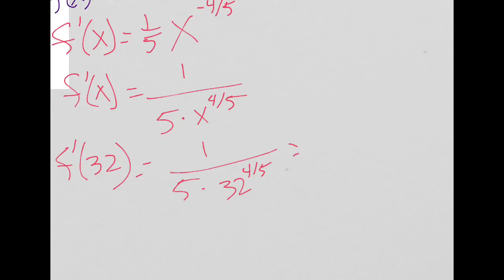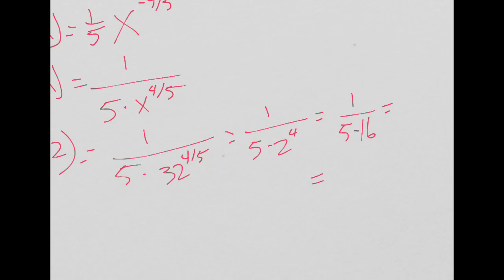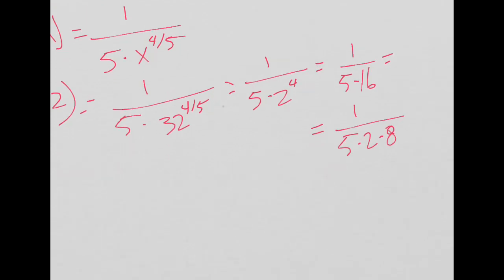So this will simplify to 1 over 5 times 2 to the power of 4. And we know that 2 to the power of 4 is 16. 2, 4, 8, 16. Did it again, but had 4 fingers up that time. So I have 1 over 5 times 16. And you might be like, oh, but I can't do that either. And so then you can say that 16 is the same as 2 times 8. And then it's easy to see that 5 times 2 is 10, and 10 times 8 is 80. So this is 1 over 80.